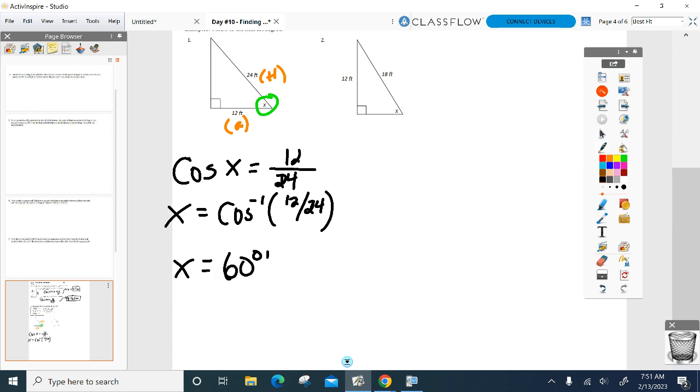All right, so now I got to do inverse. I can't stress this enough. This is only for finding an angle. Finding a side, we're still going to cross multiply.